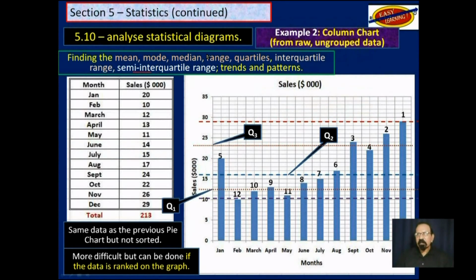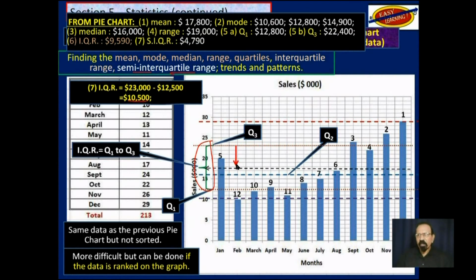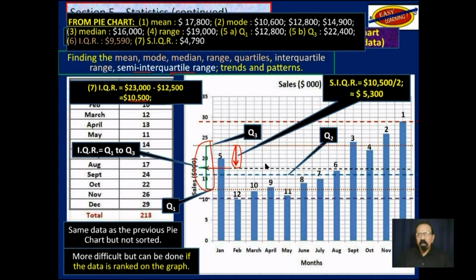Next, we will look at semi-interquartile range. So if this is the interquartile range, semi-interquartile range would be half of that. So the interquartile range was 10,500. The semi-interquartile range would be half of that, which would be from there to there. Half of the interquartile range, which is 5,300. And over here we had 4,800. So it's close, but not exact. And we didn't expect them to be exact.